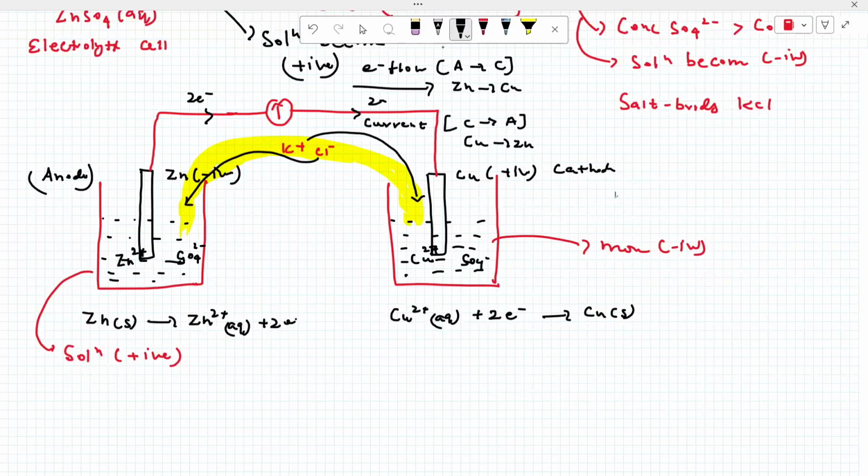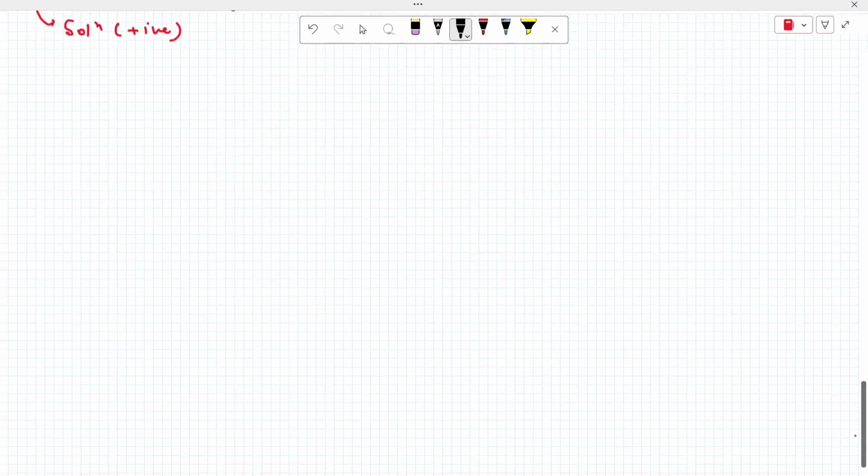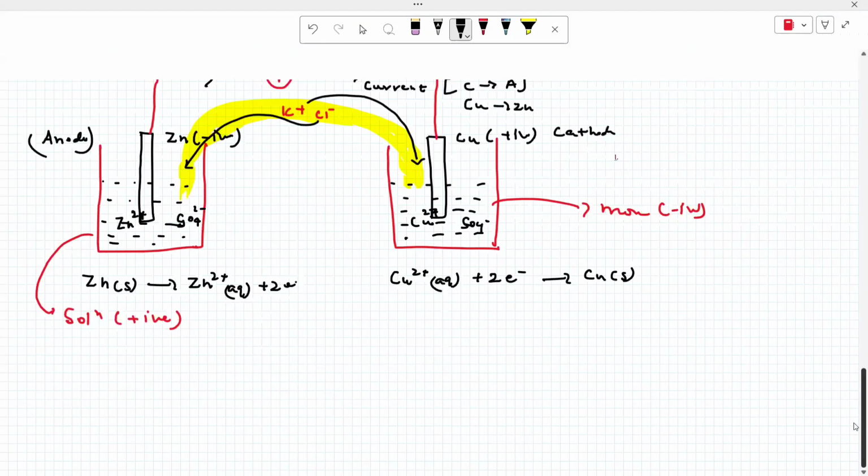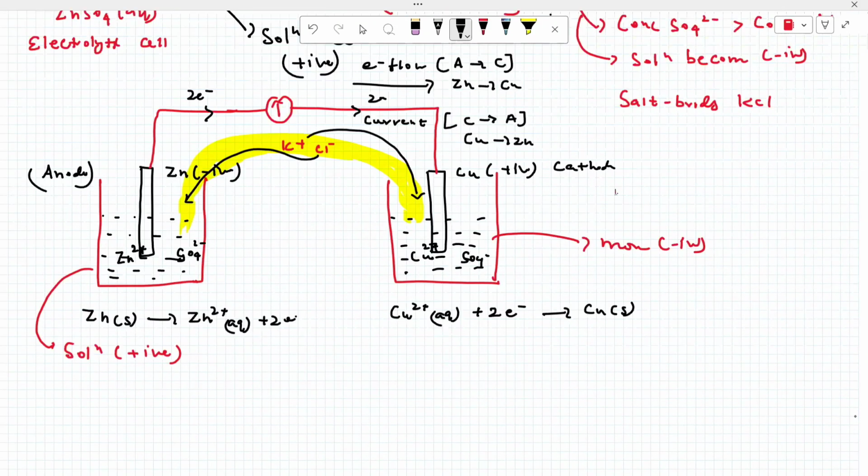Now I am going to talk about what a salt bridge is. This is very, very important. Now see the reaction. What happens in the anode compartment? Zinc dissolves, yes or no? Zinc dissolves and converts to 2+. So in the anode compartment zinc will dissolve. In the cathode, copper will deposit, right?